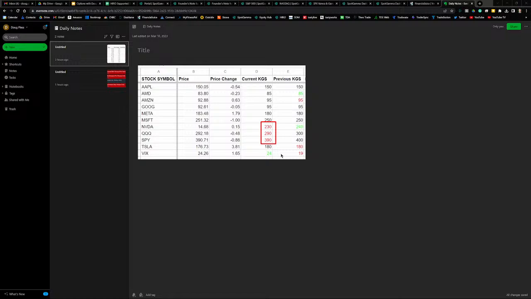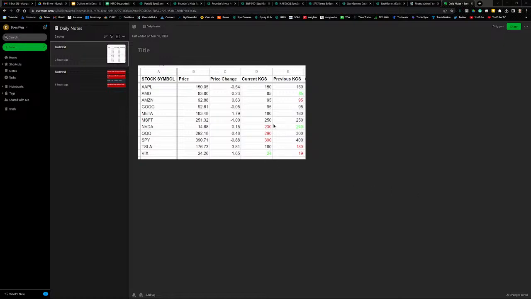Red indicates that the price decreased from the previous day. So here you can see for NVIDIA, the price decreased from 240 yesterday to 230 today. And I think the most notable is the drop lower in the key gamma strike for both QQQ and SPY, and also quite a large increase for VIX there, showing an interest in calls at much higher levels.